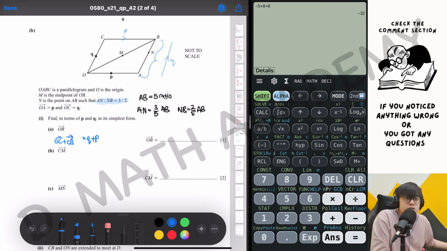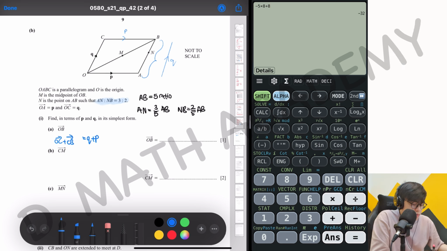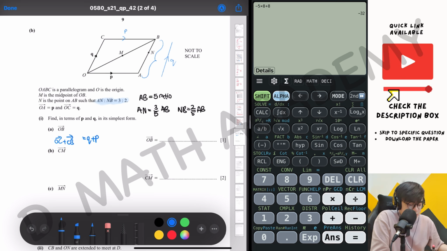As for the next one, they were asking for CM. So our C will actually go through CO first, then OM. Like what the question said, M is the midpoint of OB here, which means my CO is negative Q, adding up with half of OB.